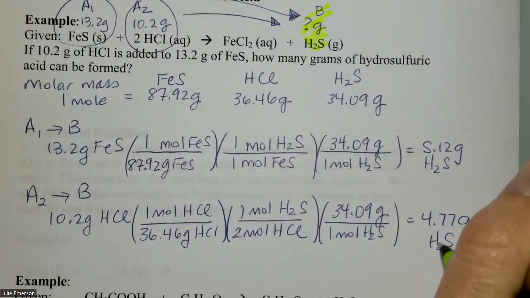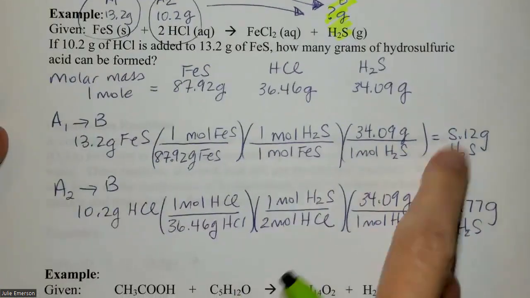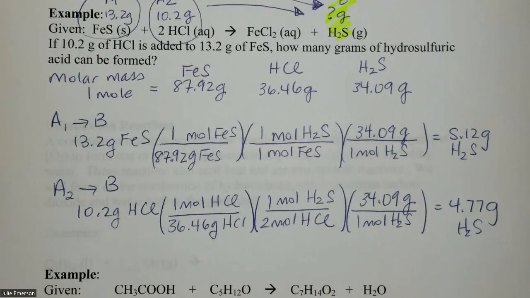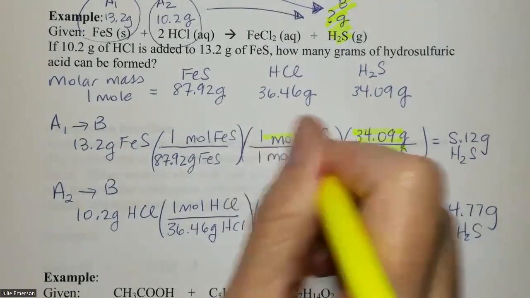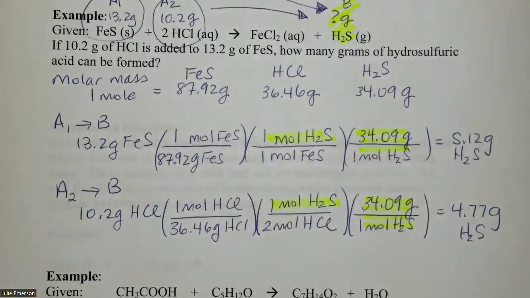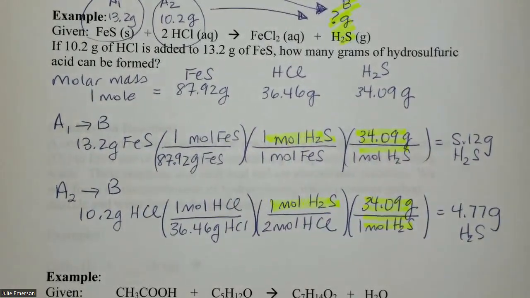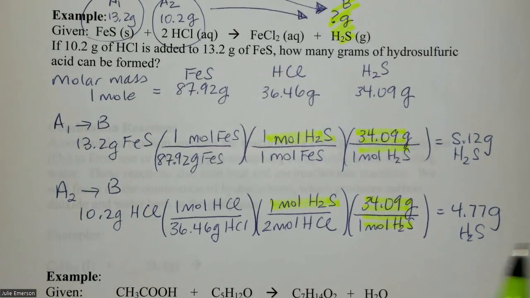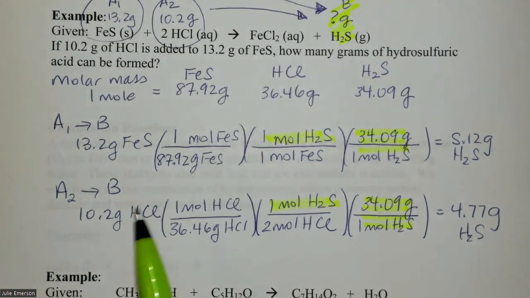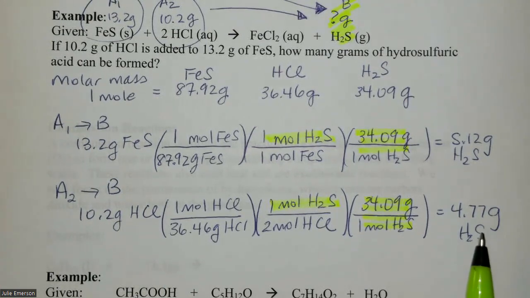All right, so when I look at this, I'm going to the same endpoint, right? So the last thing I write down here is the same for both because we're going to the same place. So always remember that when you're doing a limiting reactant problem, always go to the same endpoint. And at this point, I just have to indicate which is the answer. So the 13.2 grams of FeS could make a little over 5 grams of H2S. The 10.2 grams of HCl can't get there. It doesn't have quite enough to make it happen. It can only get to 4.77.